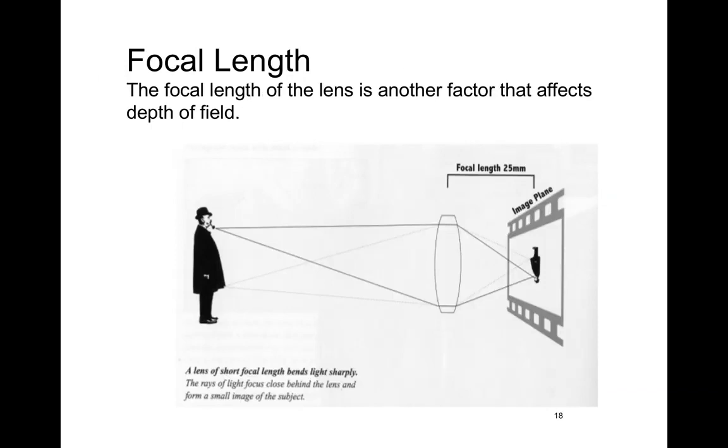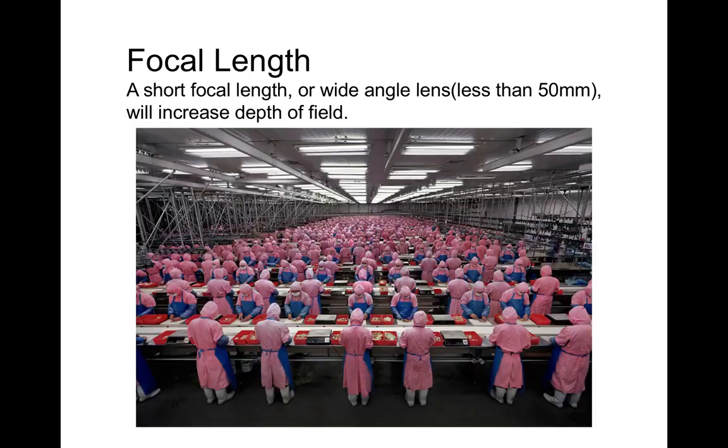Okay. So focal length, it's the next factor that affects depth of field. Now, there's a really technical reason why this is true. You don't need to worry about it. I just want you to trust me that a short focal length or a wide angle lens, something less than 50 millimeters, is going to naturally increase the depth of field.